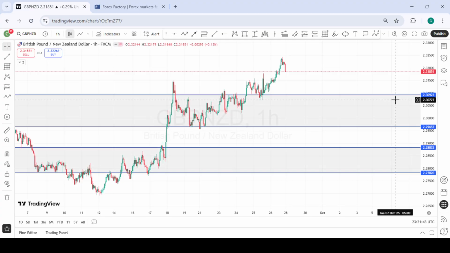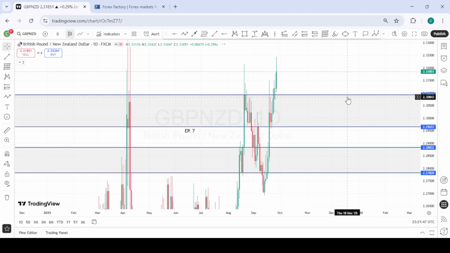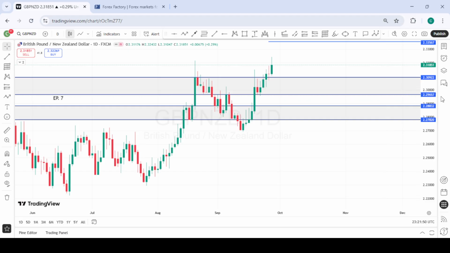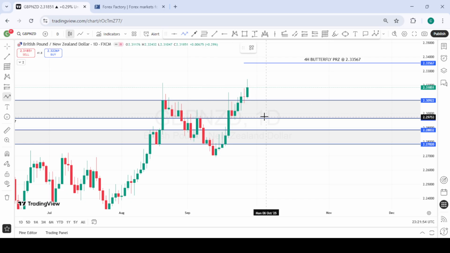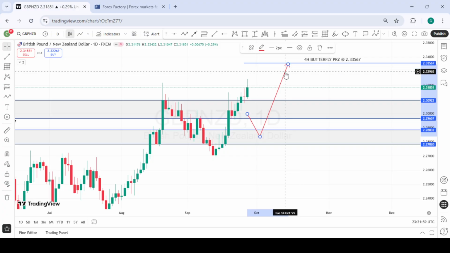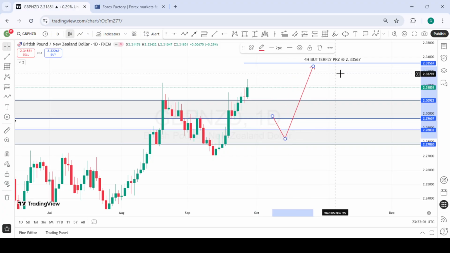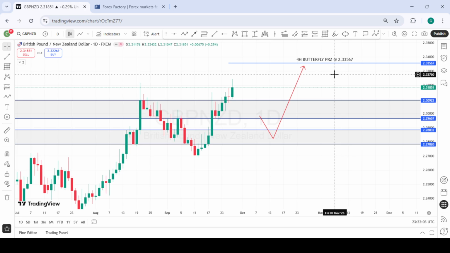We have here GBPNZD. As last week, we were expecting price to pull back to this very zone below. We were expecting price to give us a C-leg formation, pull back to this zone, and then give us buying opportunities, but it didn't pull back that deep. The butterfly pattern that we were expecting is still valid, just that our C-leg was very shallow, and the retracement still fulfills the metrics that make it possible to be a butterfly pattern.